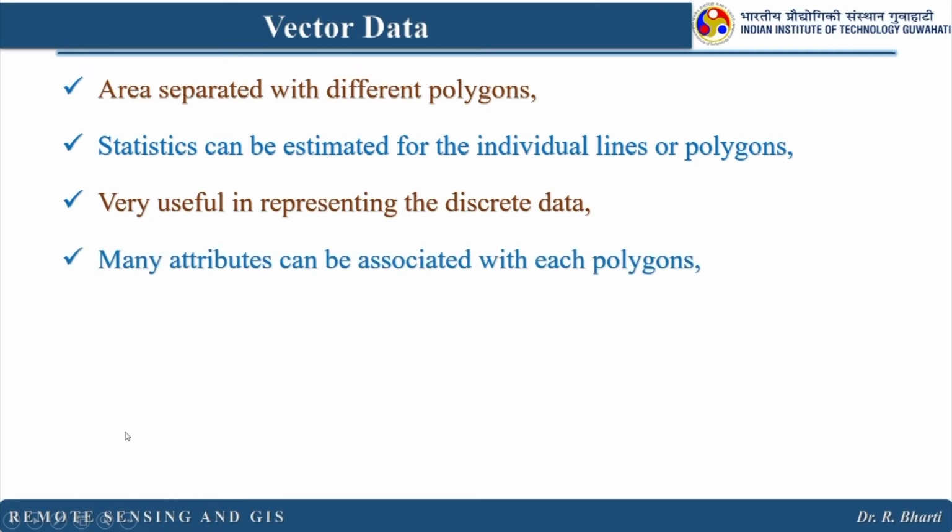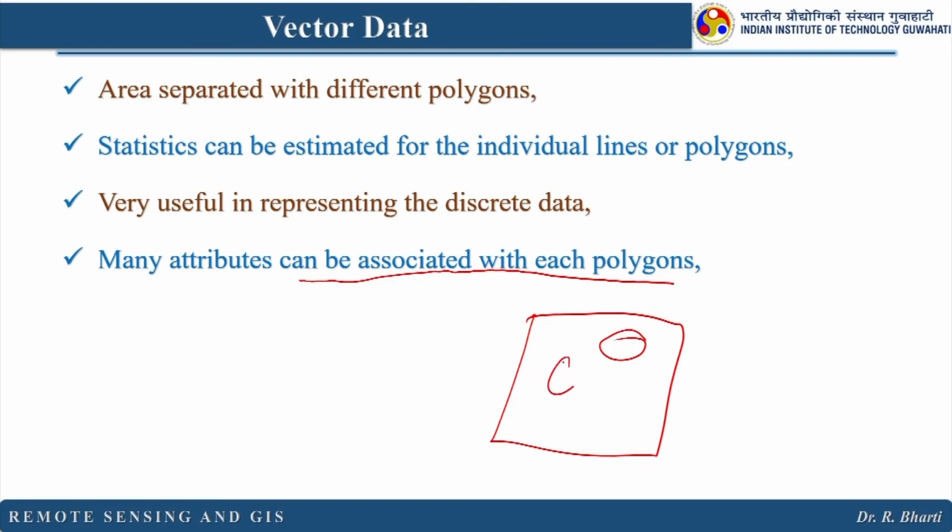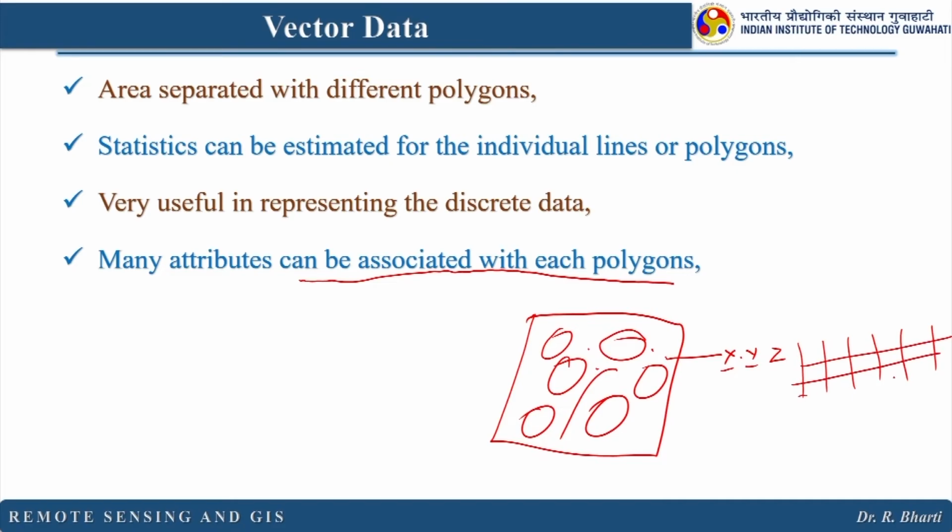Now, the next point in vector data is that many attributes can be associated with each polygon. So, suppose this is your map, and these are the polygons or lines or points. For each point you will have x, y, right, what is the location, then what is the unique ID. So, let us say z, and then you can add many columns here and you can save different parameters estimated or measured in the field or derived from any other sources.